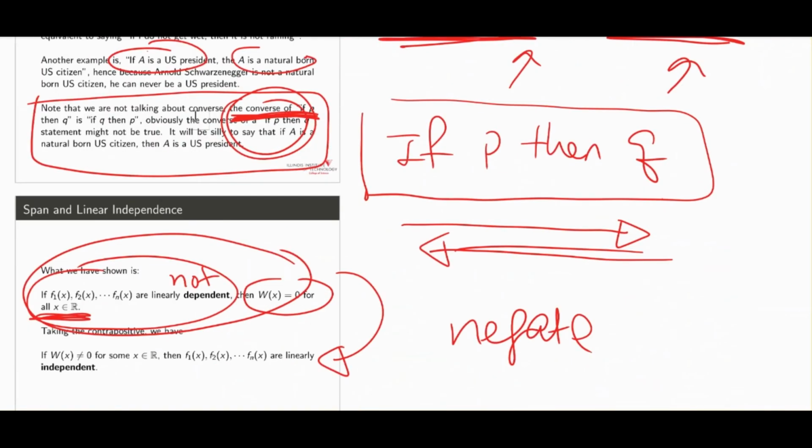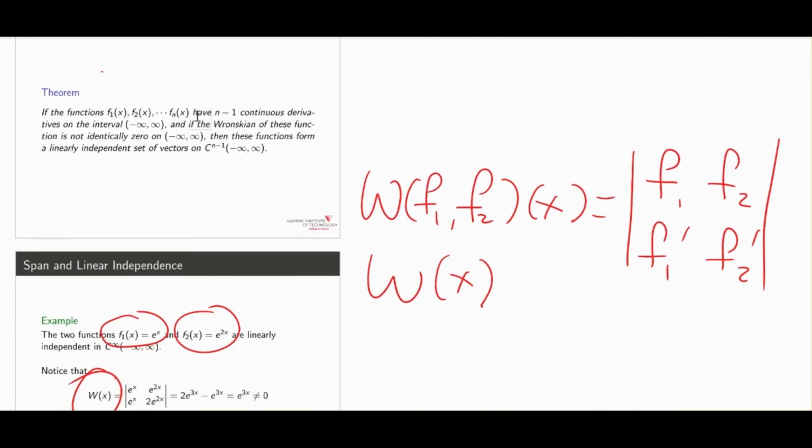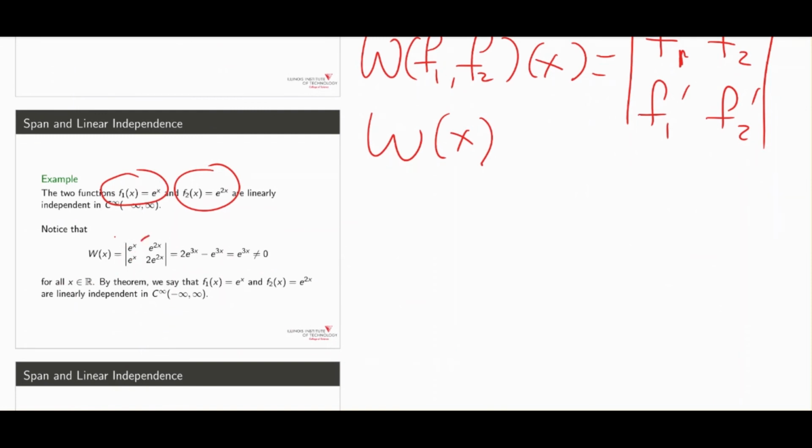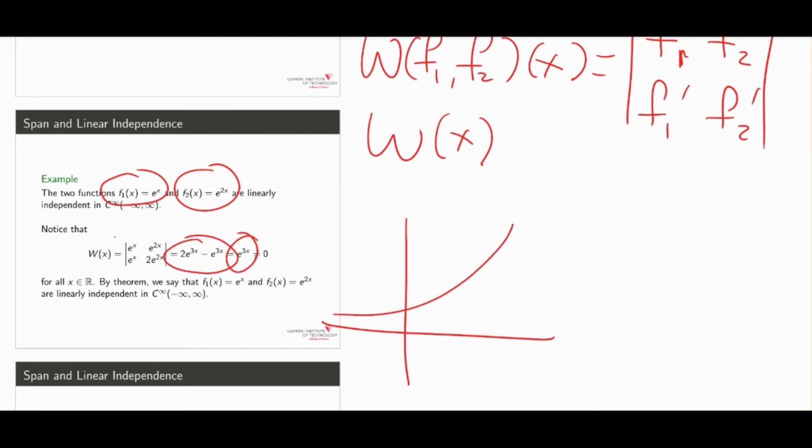Here we don't have so many functions. We only have 2 functions, f1 and f2. So take f1, take the derivative down the column. You have f1, f1 prime, f2, f2 prime. Taking the derivative of e^x is e^x. Taking the derivative of e^2x is 2e^2x. So take the determinant. You realize that the determinant is e^3x. e^3x never equals 0 for all x.